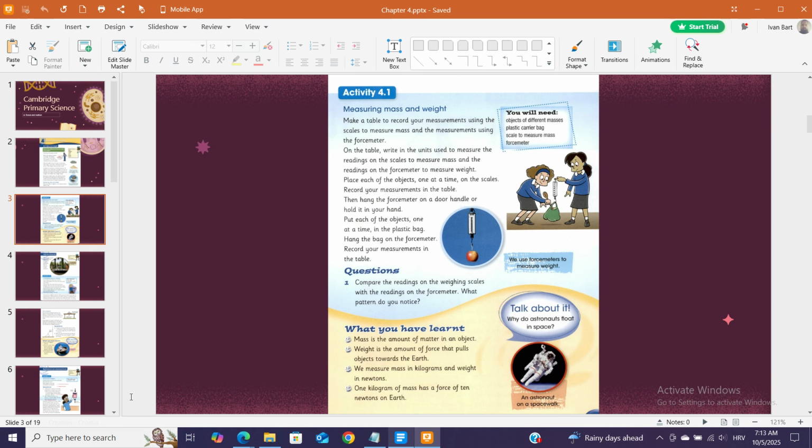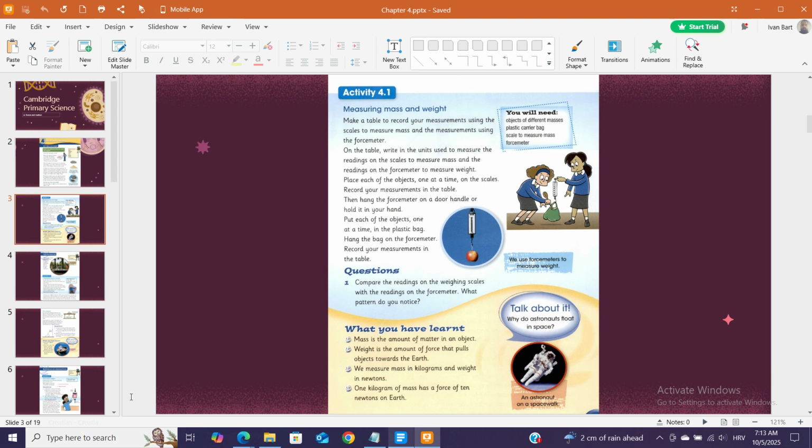What you have learnt. Mass is the amount of matter in an object. Weight is the amount of force that pulls objects towards the earth. We measure mass in kilograms and weight in newtons. 1 kilogram of mass has a force of 10 newtons on earth. You will need objects of different masses, a plastic carrier bag, a scale to measure mass, and a force meter. We use force meters to measure weight.